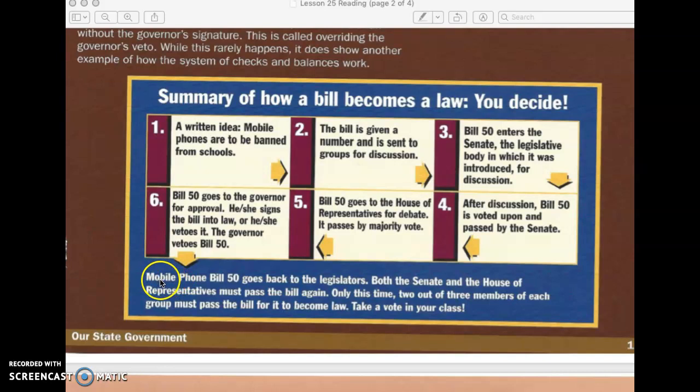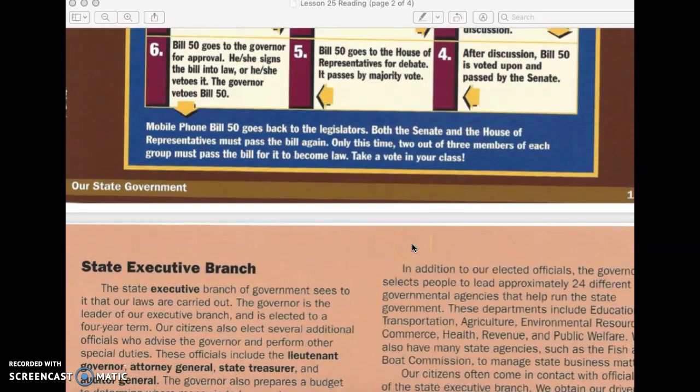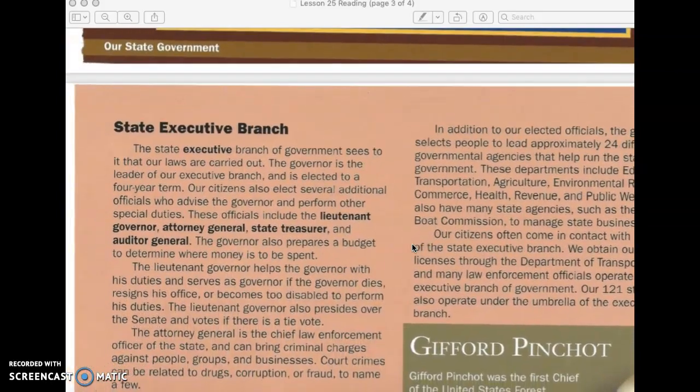Finally, if it's vetoed, Bill 50 goes back to the legislators. Both the Senate and the House of Representatives must pass the bill again. Only this time, 2 out of every 3 members of each group must pass the bill for it to become a law. If we were in class, we would take a vote and mock that system.